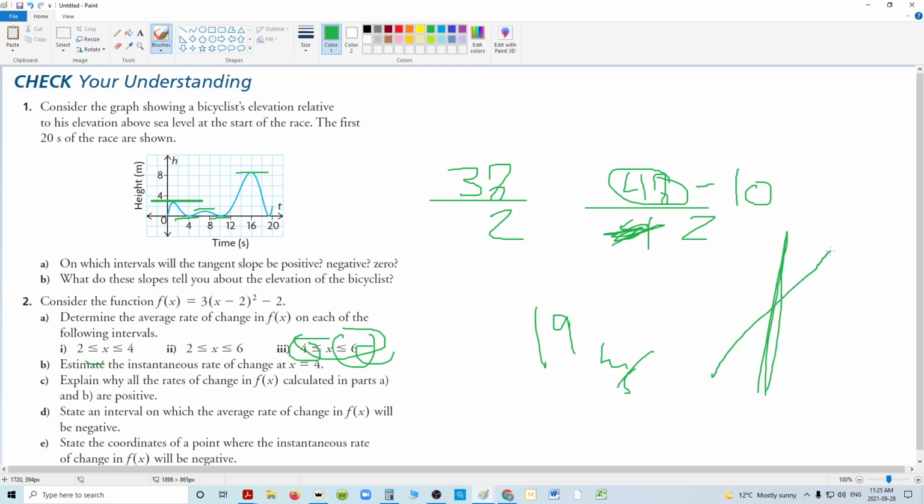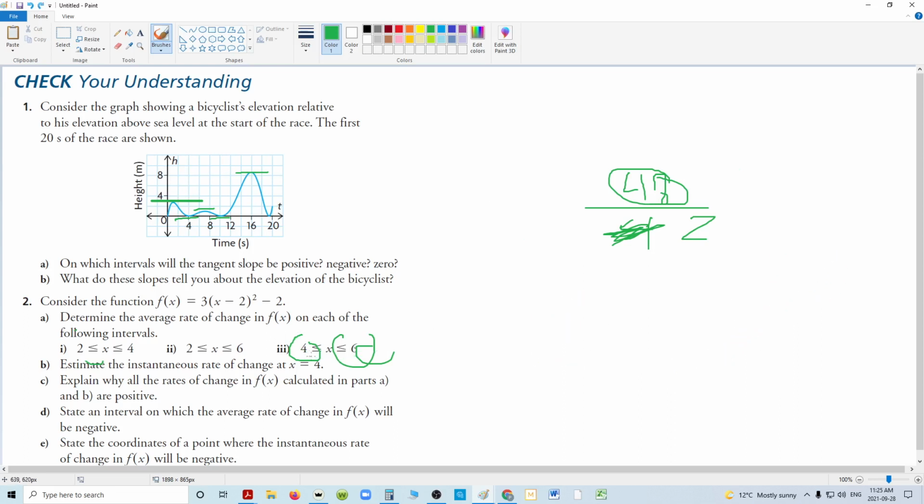The slope between 2 and 6 was, I forget what we came up with now, 12, and the slope between 2 and 4 was 6. You see the slope's getting steeper and steeper, and the numbers are getting bigger and bigger. Estimate the instantaneous rate of change at 4.